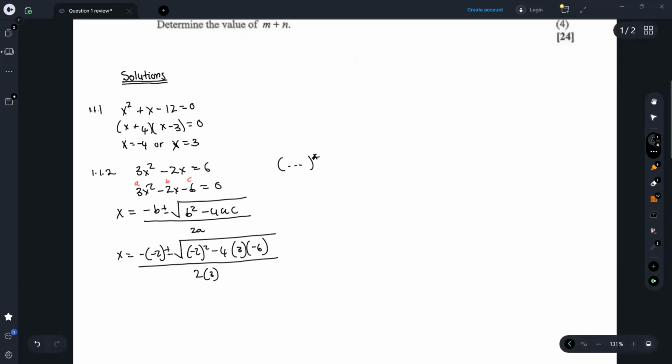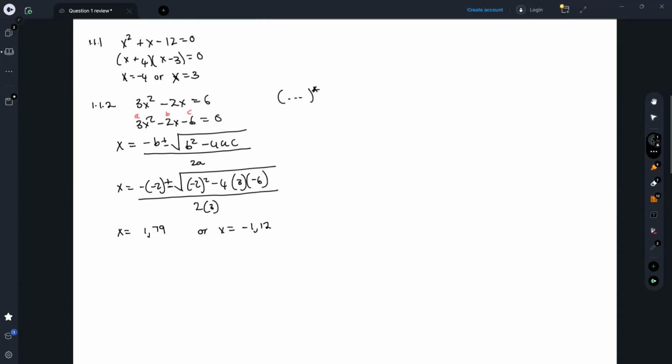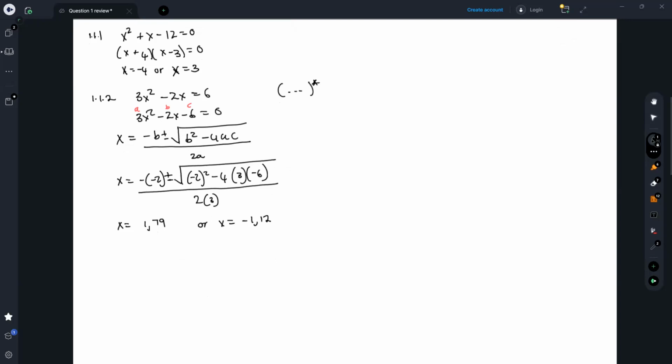Okay, so now our values of x in this case are going to be x equals... Now we're going to punch in your calculator and you're going to test for both the positive and the negative. So now when I punch in for the positive here, I get 1,79. That would be rounded off to 2 decimal places. Or x equals, now that would be for the negative case, negative 1,12 like that. So these are the values of x that we get. Okay, now let us go on here.